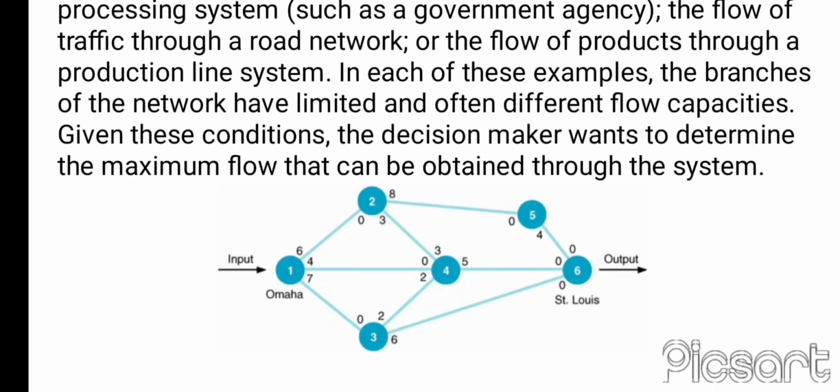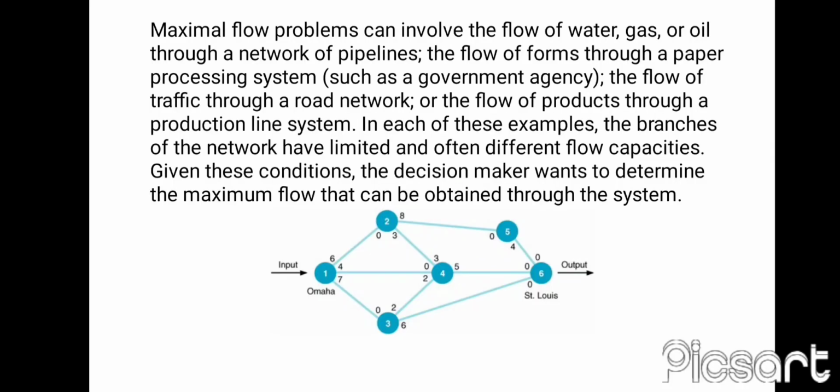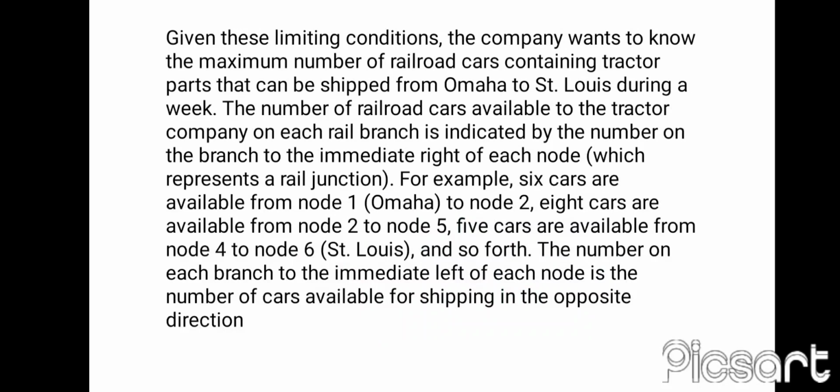Omaha is node number 1, and St. Louis is node number 6. Given these limiting conditions, the company wants to know the maximum number of railroad cars containing tractor parts that can be shipped from Omaha to St. Louis during the week. The number of railroad cars available to the tractor company on each rail branch is designated by the number on the branch at the immediate right of each node, which represents a rail junction.